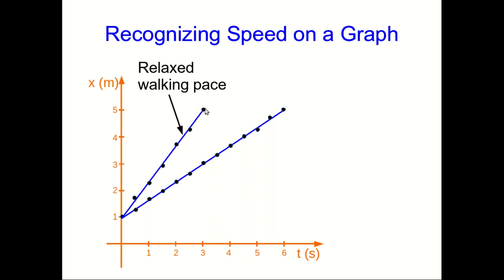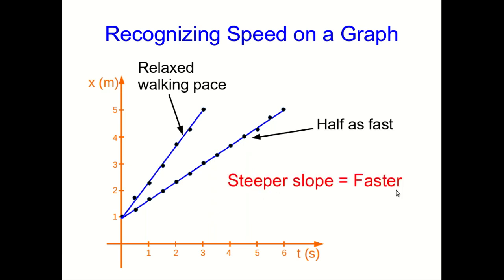Now suppose I do the same thing, I start at 1 meter again, but I walk half as fast. Well, it should take me twice as long to go the same distance. So this graph here is me walking half as fast and taking 6 seconds to walk 4 meters. So this shows us right away, because the main difference between these is their slope, that a steeper slope means faster. And so that's something we can just see looking at a graph.